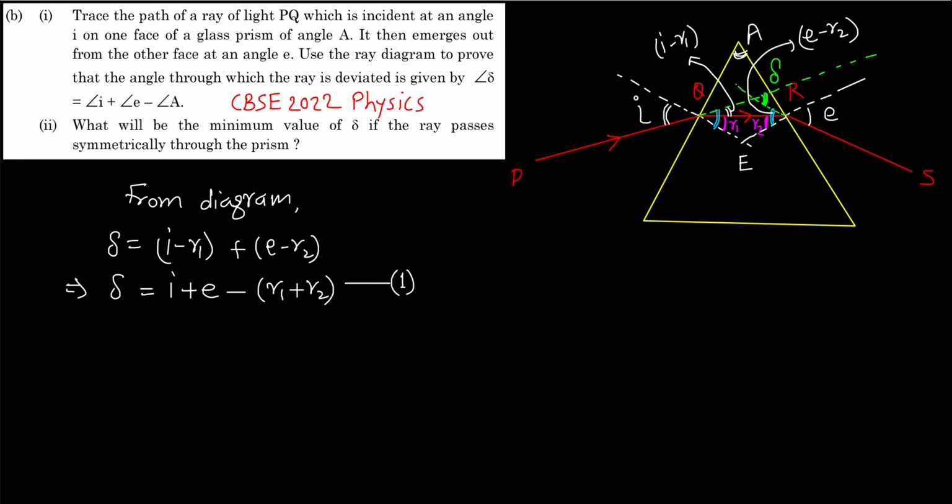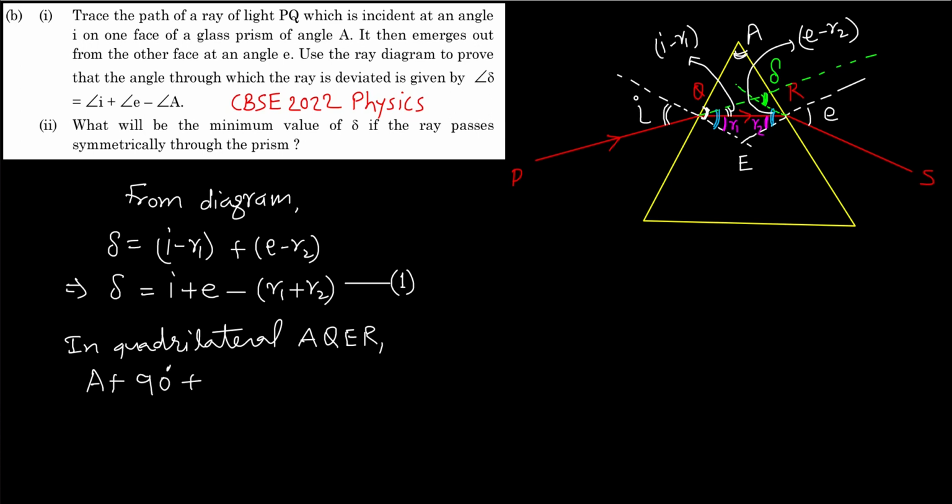Now we will again see from the diagram, and we will write in quadrilateral A, Q, E and R. So this whole AQER quadrilateral, the sum of all the angles in a quadrilateral is 360 degrees. So you can write angle A plus, because this was normal here, so this total angle is 90 degrees.